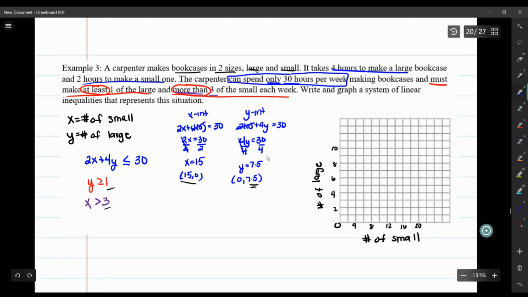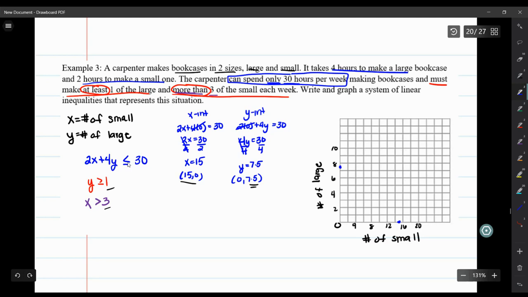So if we graph the blue one, my x-intercept is 15. So these are going by 2. So 2, 4, 6, 8, 10, 12, 14. So 15 is right here in the middle. And then on my y-axis, 7.5. So 4, 5, 6, 7.5, also in the middle.